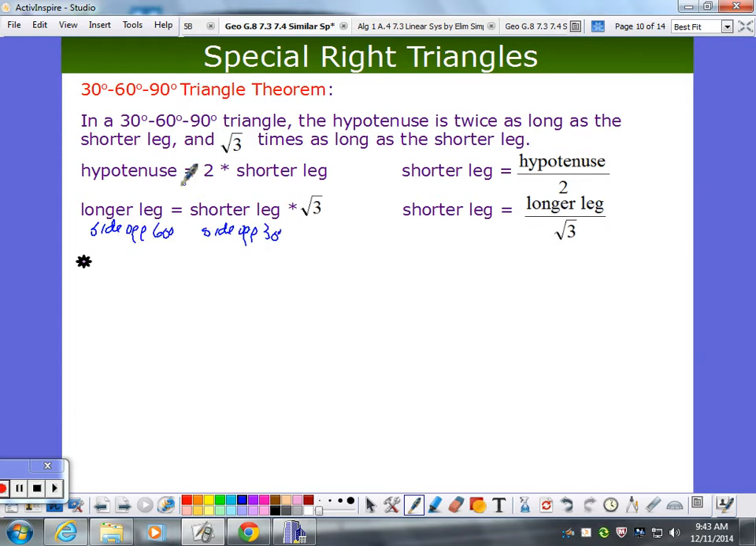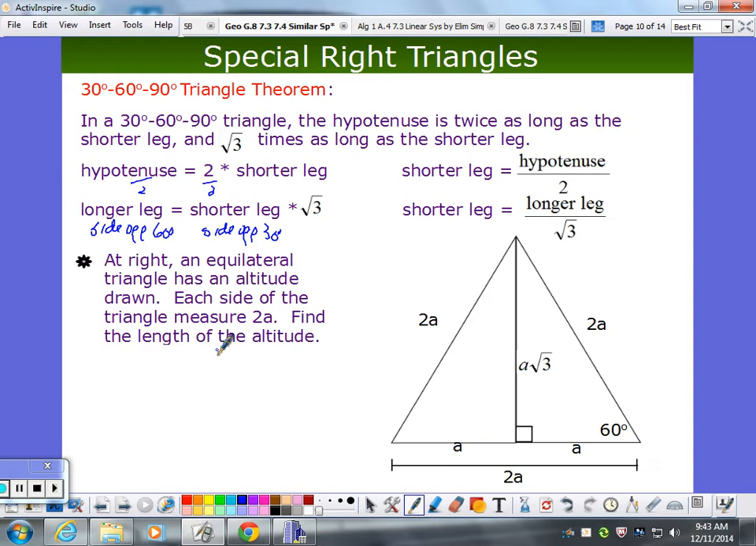You can solve these for the shorter leg, right? So divide by 2, divide by 2. If you want to find the shorter leg, take the hypotenuse over 2. You can also find the shorter leg by taking the longer leg and dividing by radical 3. Here's a kind of generalized look at it. So at right, we have an equilateral triangle. See, they're all 2A long, each side. Here's an altitude. Each side of the triangle measures 2A, find the altitude.